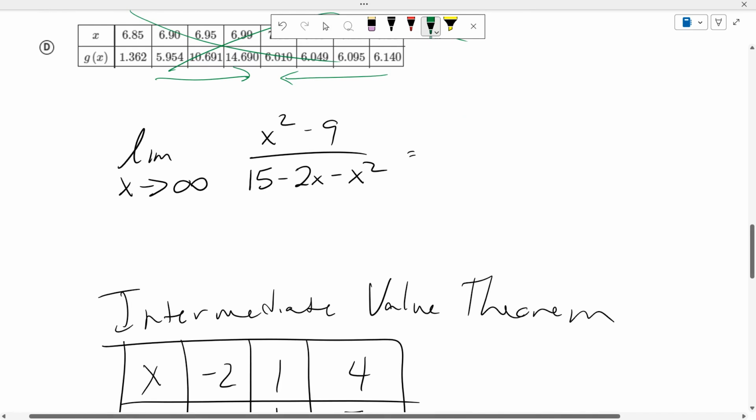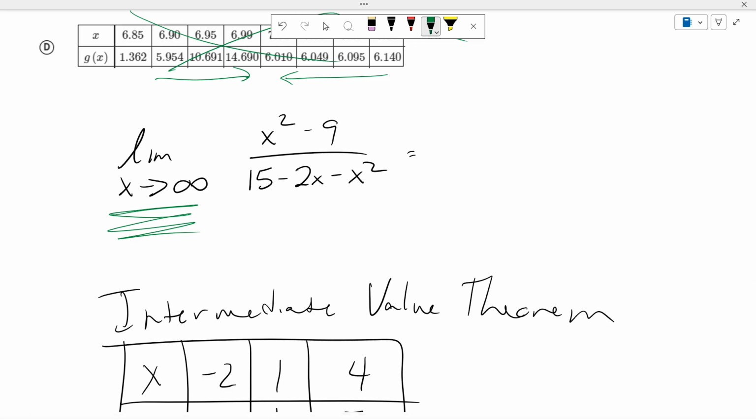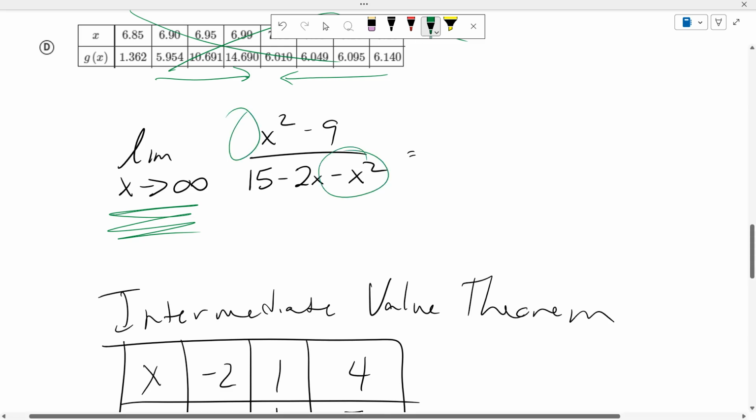Limit as x approaches infinity here. When x approaches infinity, you're looking for a horizontal asymptote. So then you look at the coefficients of your highest powered terms. First, you look at the powers. Powers are the same. So then you look at the coefficients. You got a 1 and a negative 1 here. So it is negative 1.